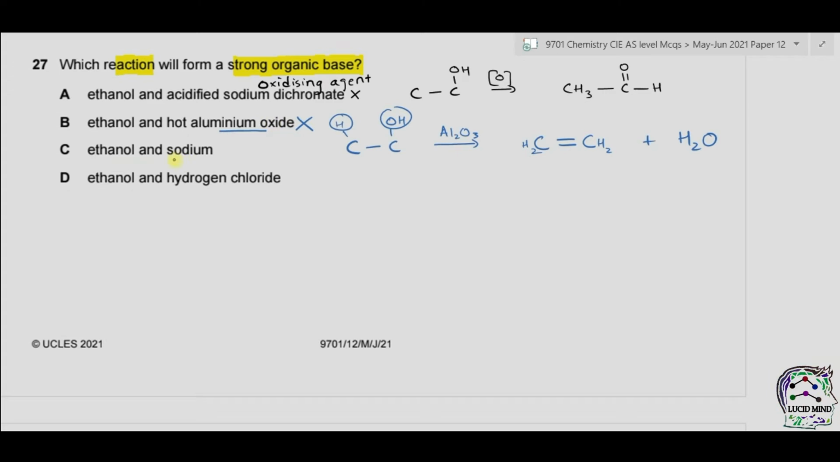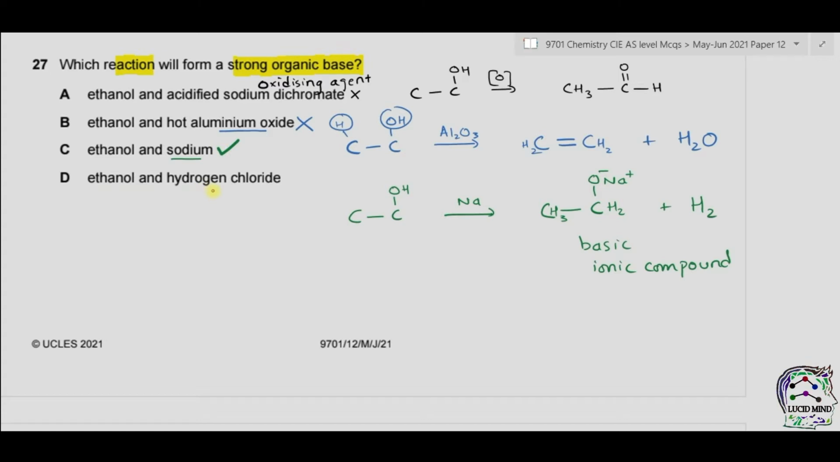Part C is ethanol and sodium. Sodium is a metal. It can react with alcohol to form alkoxide along with hydrogen gas. The product formed will be O negative, Na positive. This is sodium ethoxide, along with hydrogen gas. Now this product is basic ionic compound. Where ethoxide is a strong base, so therefore part C could be correct.